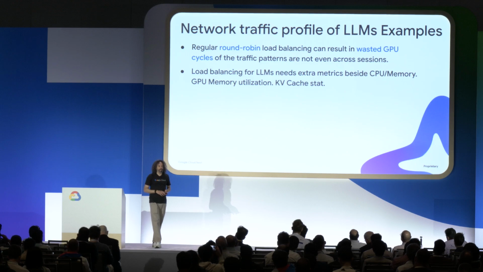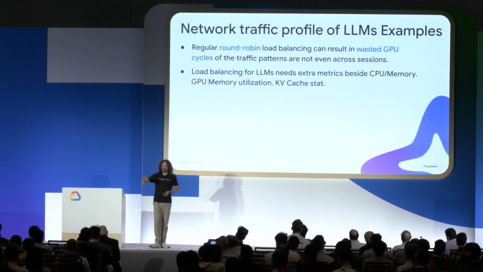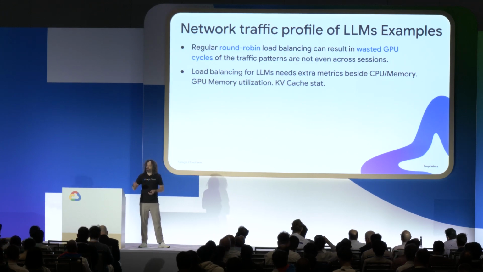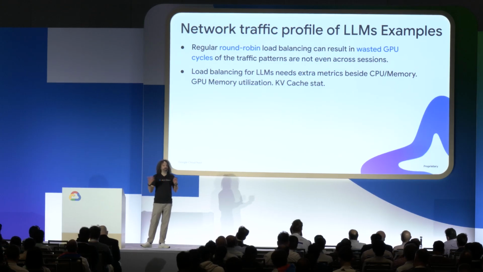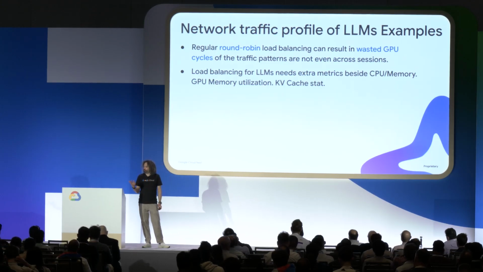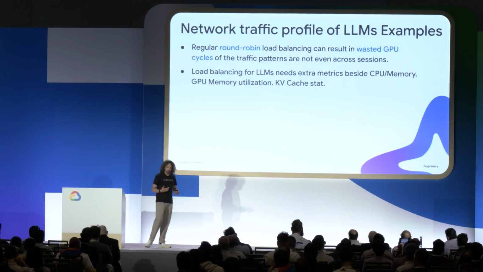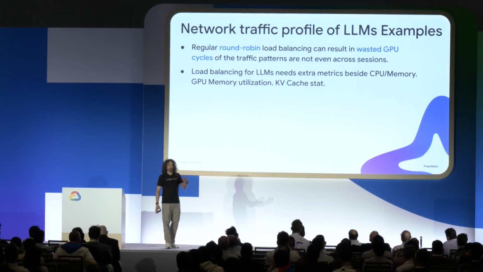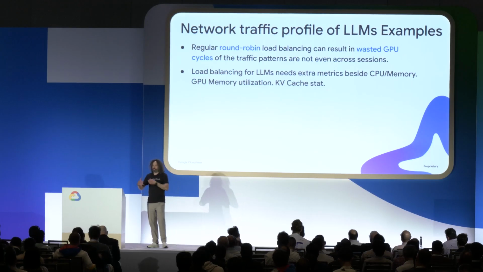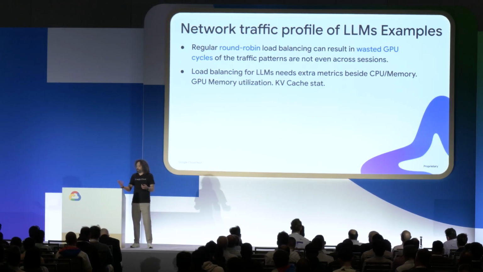Also, most load balancers have no way to read accelerator-specific traffic or accelerator-specific metrics. So you can, for example, configure load balancing based on CPU and memory utilization, but it's very hard or almost impossible to configure it based on KV cache states, GPU accelerators, GPU availability, et cetera.